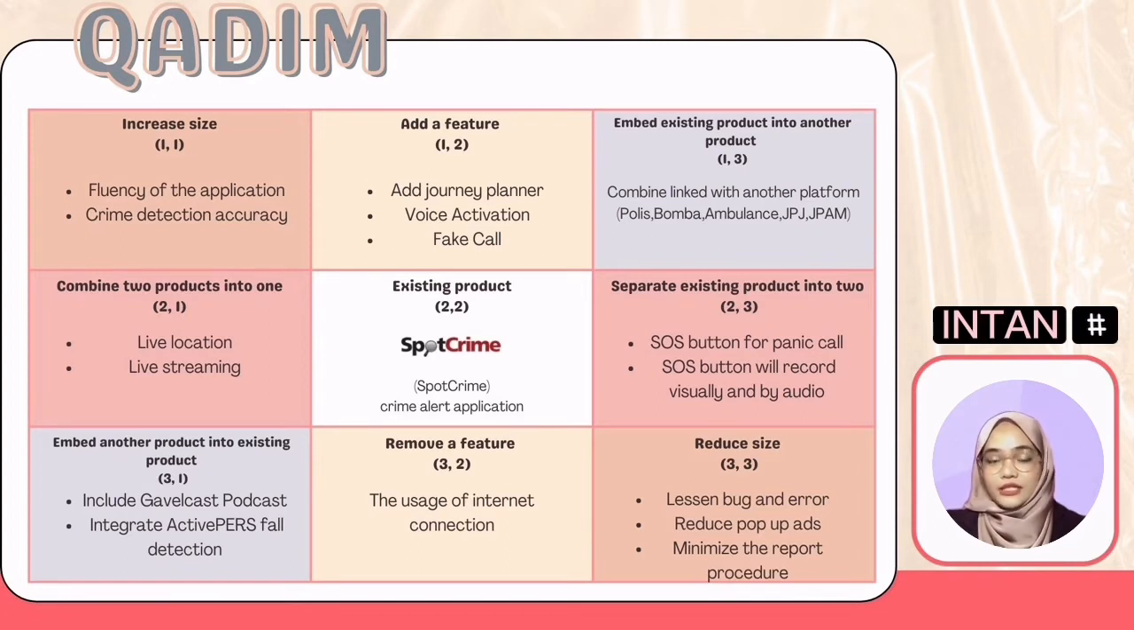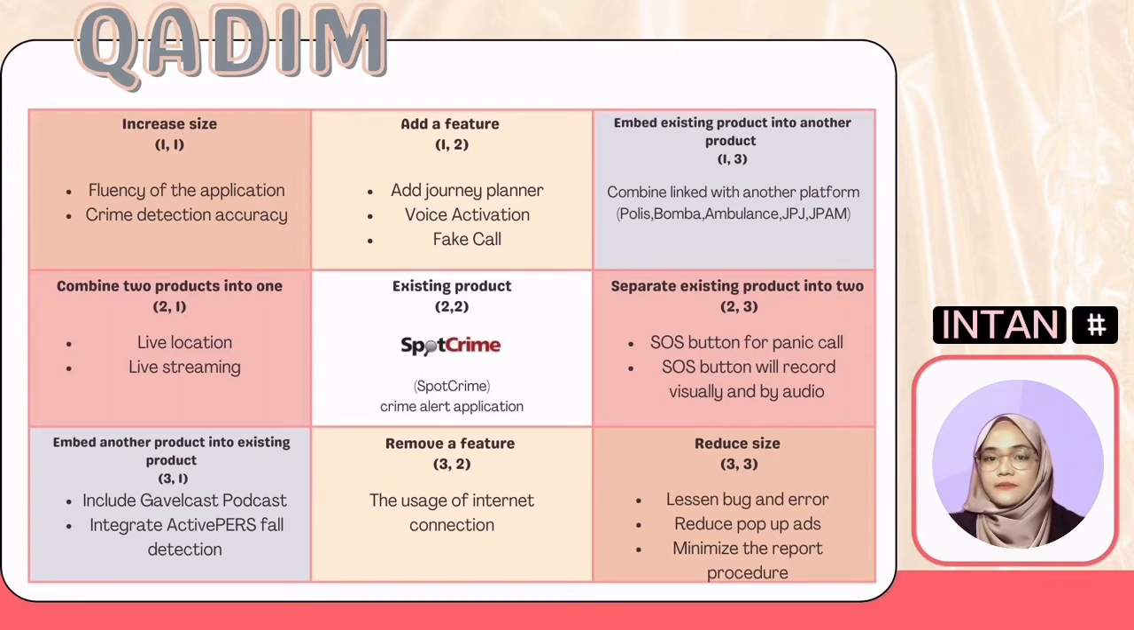Also, we have voice activation, with which users can activate the source alarm with their voice even if their cell phone is stowed away. And lastly, we have a fake call function, which makes the phone call the user so that users can pretend to be on a call and get out of unpleasant or threatening situations.